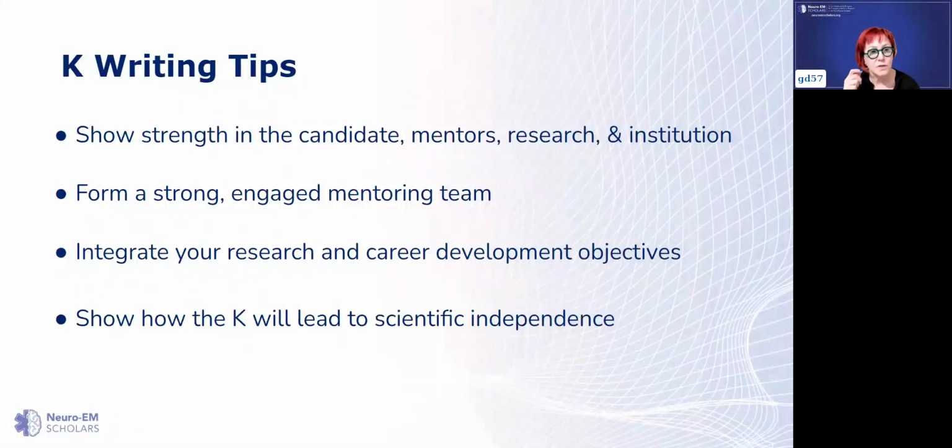And it is important that that mentoring team be very engaged. And so it's not just a quick little note from them, but how they're really going to work with you for your project and for your career development as well, because both of those things are important, that you integrate those into your objectives. It's not just the research, it's not just the career development, it's all of it together. And then most importantly, about how this trajectory is going to happen to make you a scientifically independent investigator at some point. So how this K fits into your life goals and what your trajectory is going to be like. On the next slide, please.